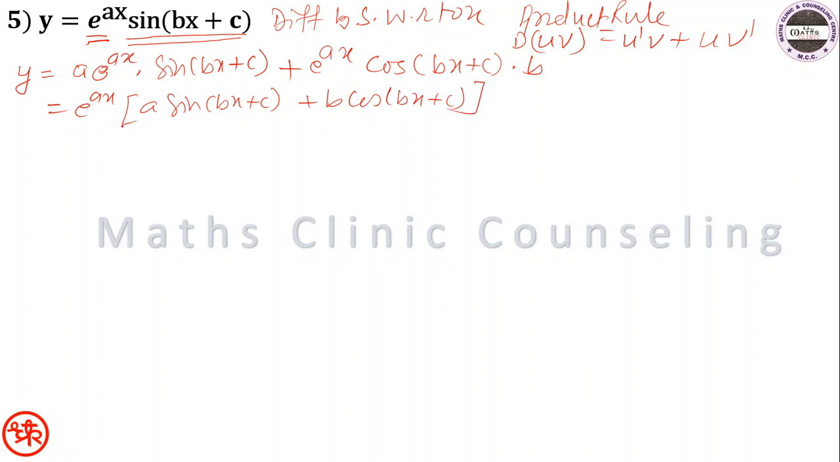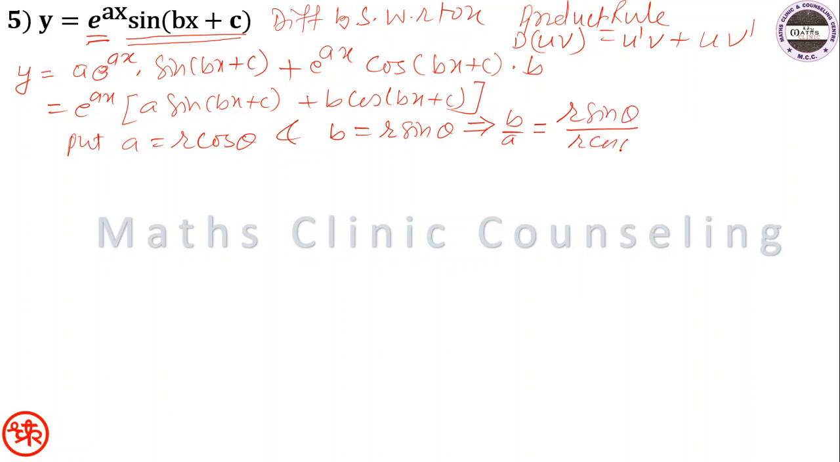Okay, now put a is equal to r cos theta and b is equal to what? r sin theta. So this gives b by a, what will it be? b by a will be equal to r sin theta by r cos theta. r cancels, sin theta by cos theta is tan theta. So therefore theta is equal to what will it be? tan inverse of b by a.